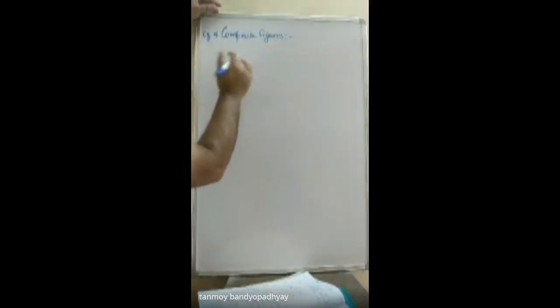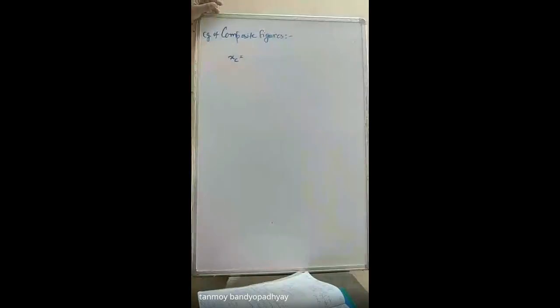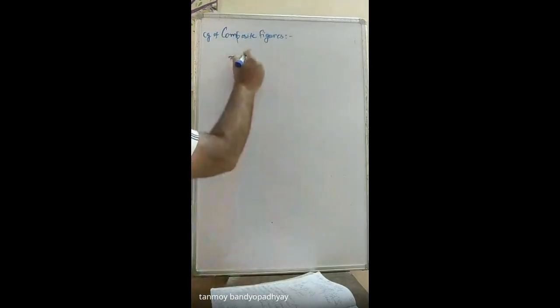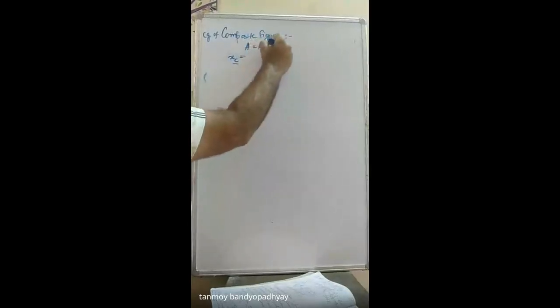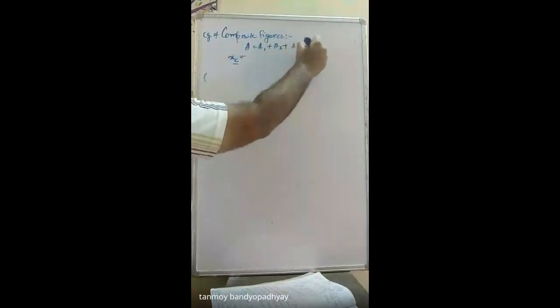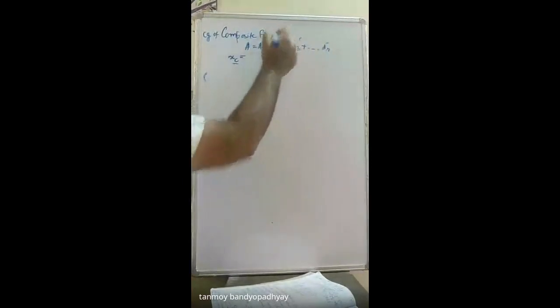So just last day we had discussed the CG of composite figures. If it's a composite figure, you divide it into a number of regular geometrical figures for which the centroid can be easily determined. Suppose I am dividing it into certain areas like A1 plus A2 plus A3 plus dot dot dot. These have to be regular areas so that the centroid of each is known.